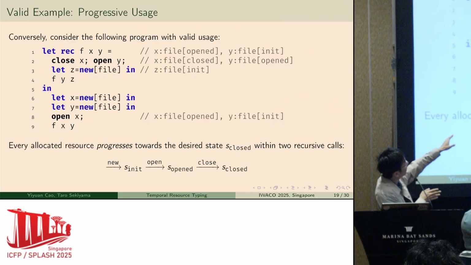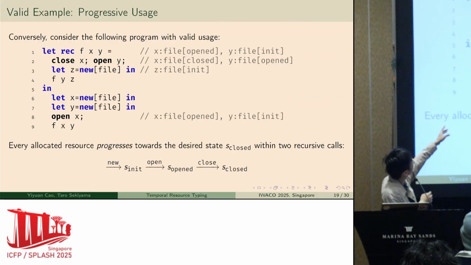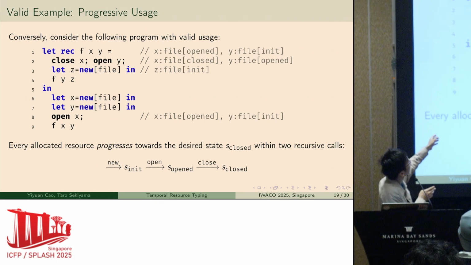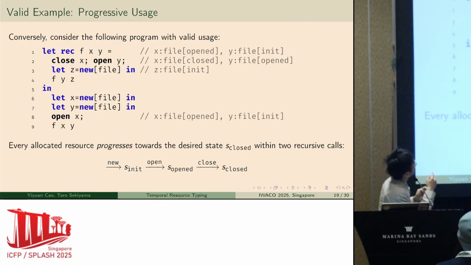This example is slightly more complex. This recursive function takes in two files, and the first one is assumed to be in the open state, and the second one is an initialized file. In line 2, we close the first file and open the second file, and we create a new file. Then we give the resource y as the first argument of the recursive call and pass the newly created z file as the second argument.